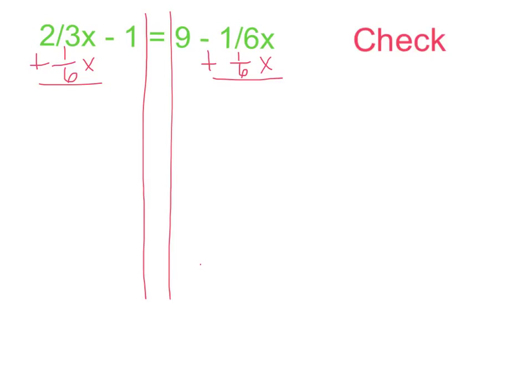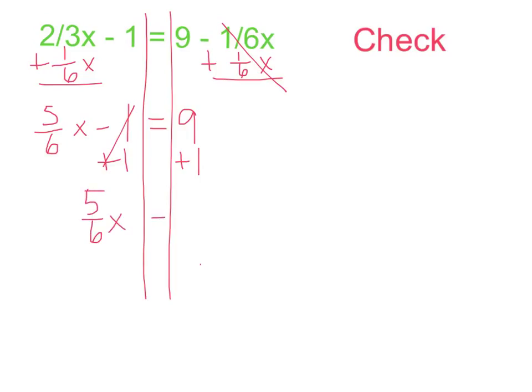So negative 1/6 plus 1/6 cancels out. So on this side I'm left with 9. 2/3 plus 1/6 x equals 5/6 x. And you can just type that in on your calculator if you need to. Then I need to add 1 to both sides. These will cancel here. 5/6 x equals 10.